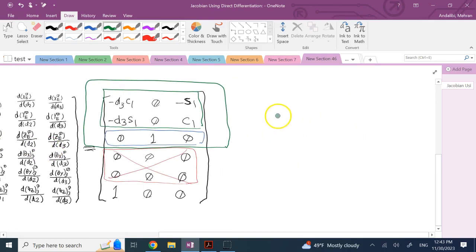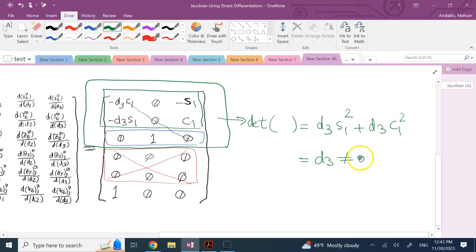And if you look at that, and set the determinant of this part equal to 0, the determinant, if you use Sarrus's rule, you'll see it is going to be basically, if you go here, that's 0. This one is going to be d3 s1 squared. And this guy is going to be negative 1 times c1 times negative d3 c1 squared. So it's simply going to be d3 c1 squared. And if you factor it out, it's simply going to be d3, and this should not be equal to 0. So if d3 is 0, that's your singularity.